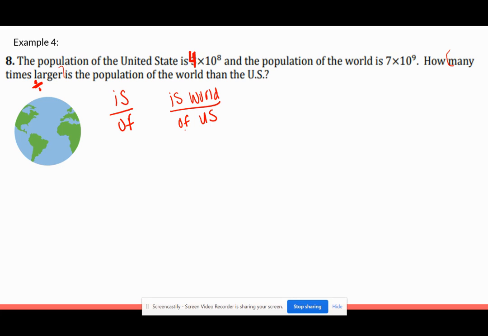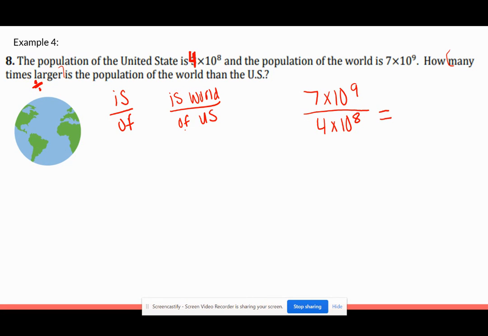And we said that the world is 7 times 10 to the 9th, and that the US is 4 times 10 to the 8th. So a lot of the times people just want to put whatever comes first in the word problem on top. You have to read it. You have to read to see what's the is, what's the of. So in this case, the US population came first and the world came second. But really, the world needs to be on top and the US needs to be on the bottom.